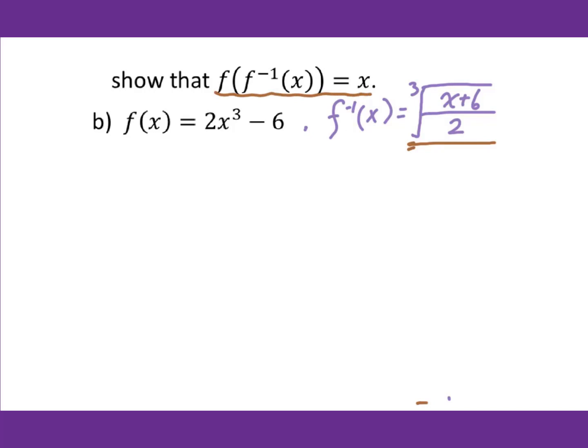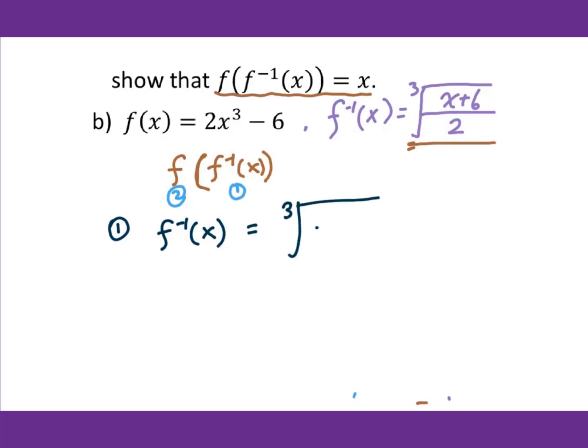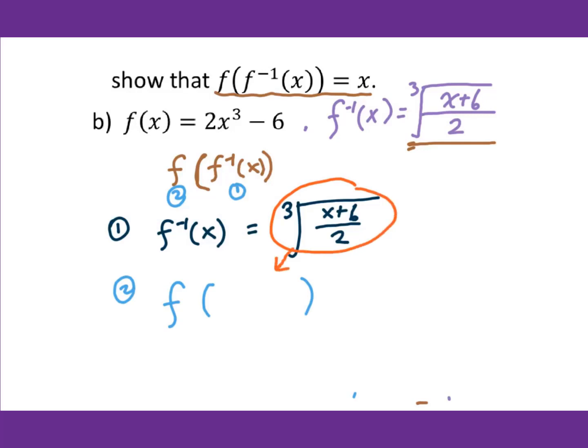equation. On the left side, that is a composite function. We have f of f inverse of x. That means we have to do the inside first and then go to the outside, that is the f function. So we have to use two steps. First step, do the inverse of f(x), that is the cubic root of (x plus 6) over 2. Then we go to the second step, that is f of. Whatever you got for the inside, let's put into these parentheses. So we got the cubic root of (x plus 6) over 2.